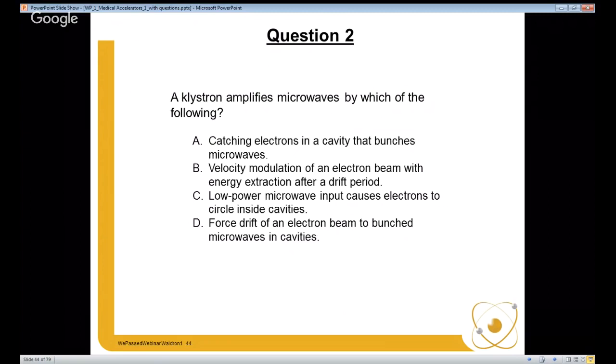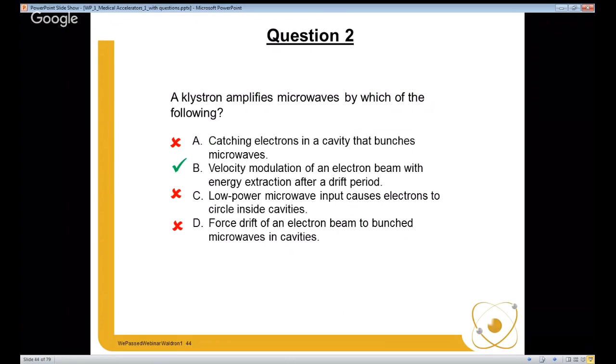All right, Tim, how about you go ahead and go over the question, the answers. Righto. So a klystron amplifies microwaves by which of the following? Are we catching electrons in a cavity that bunches microwaves? No. Referring to the poll, most everyone got it right, by the way. Low power microwave input causes electrons to circle inside cavities. No, that one's silly. Force drift of an electron beam to bunched microwaves in cavities, also nonsense. Velocity modulation of an electron beam with energy extraction after a drift period.